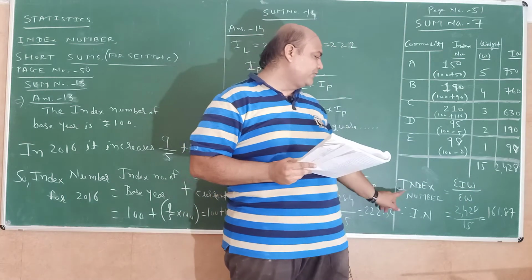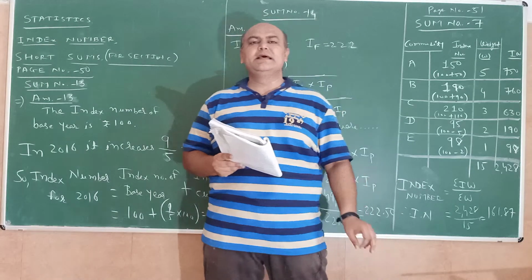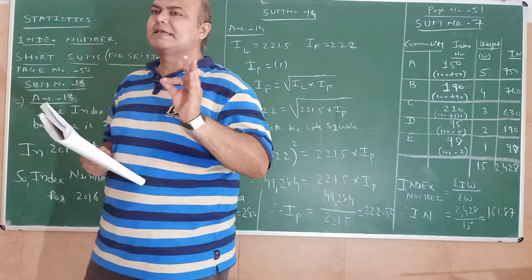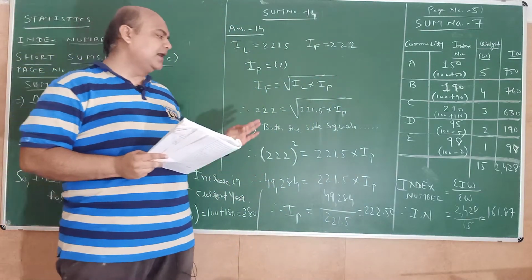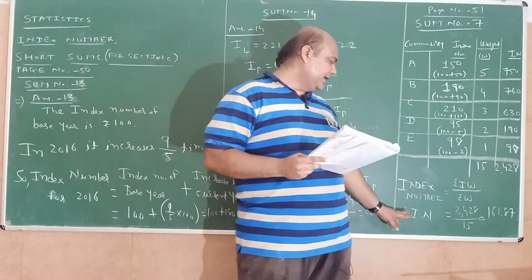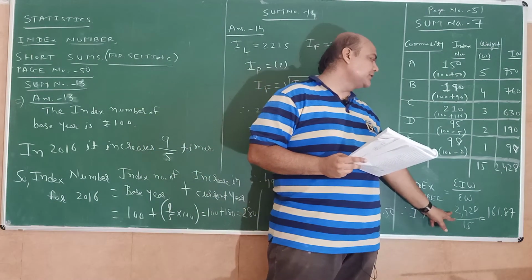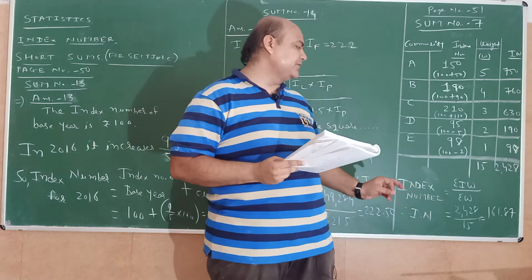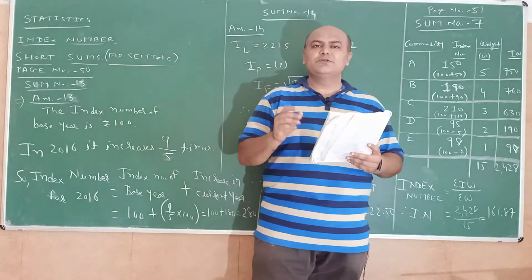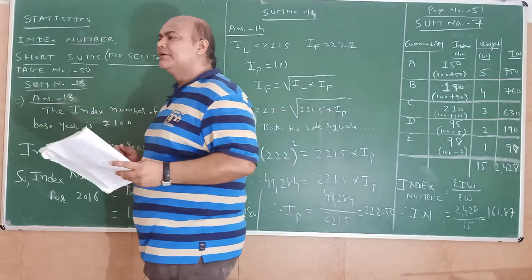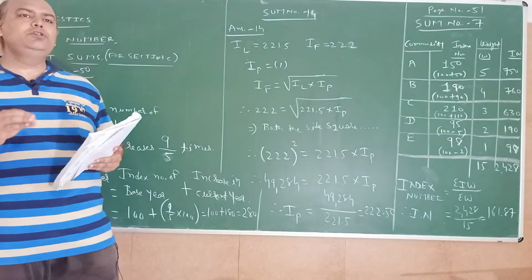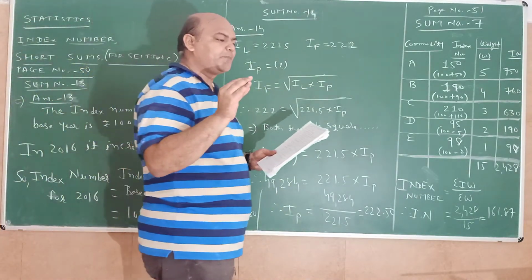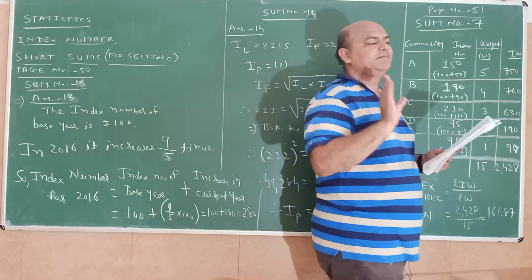So finally the formula for index number is sigma IW upon sigma W. Now index number is equal to 2428 divided by 15. The final answer is 161.87. So students, today we completed all the topics of chapter 1, that is index number.